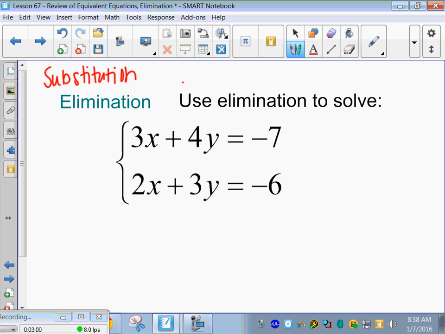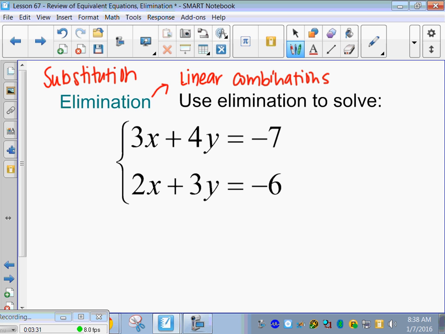So be sure you read the directions, because some in the book are going to say solve by substitution, and some are going to say solve by elimination. I personally prefer elimination. Okay? Another word that I've heard used for elimination that you might want to write down is called linear combinations. Just in case you guys ever see another textbook that uses that, it means the same thing as elimination. But you will probably see elimination in this book.